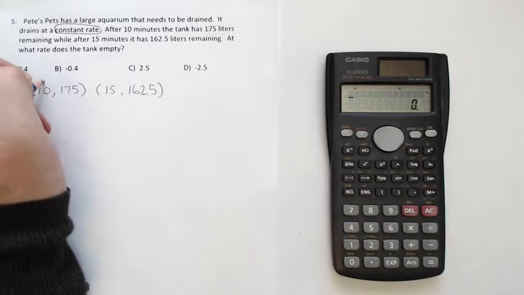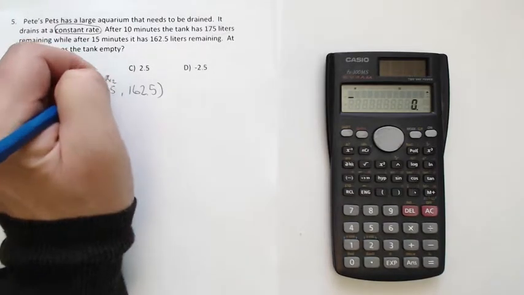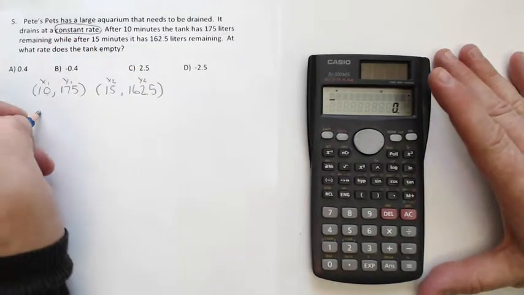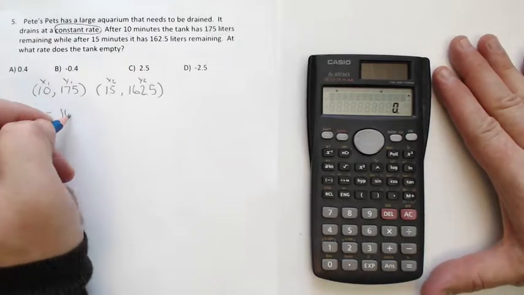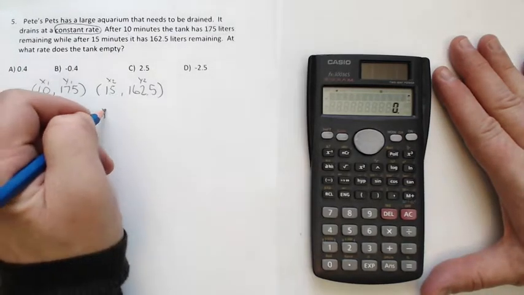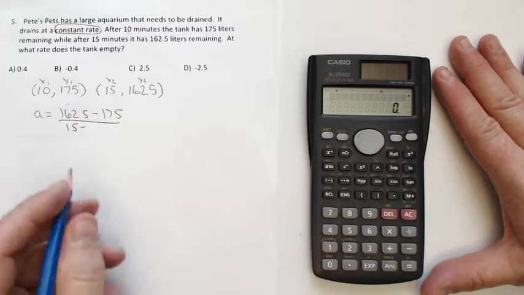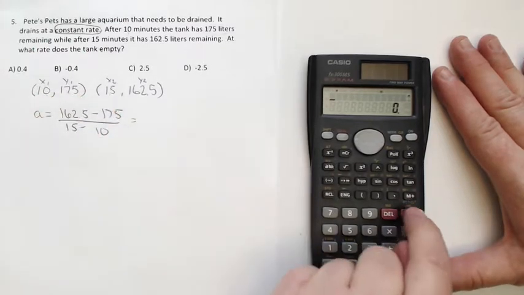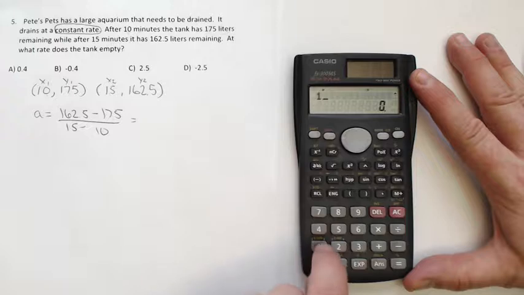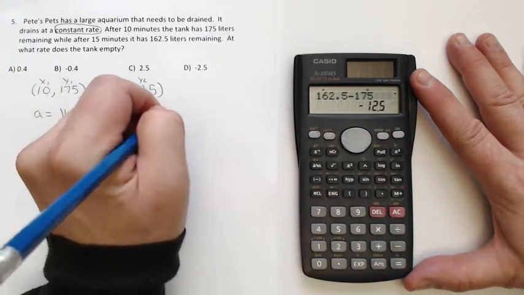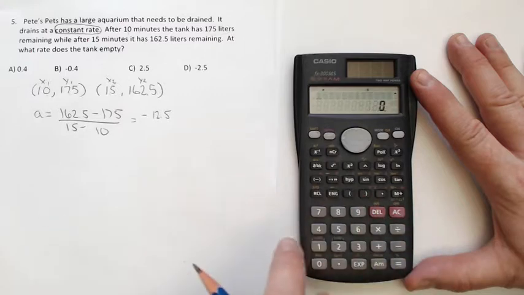Really easy now, just label off those x1, y1s and x2, y2s, and get your calculator ready, and plug it into the formula. So A is equal to 162.5 minus 175, and we're going to divide that by x2, 15, minus x1, which is 10. So 162.5 minus 175 is equal to negative 12.5. And we'll do the bottom. 15 minus 10 is 5.